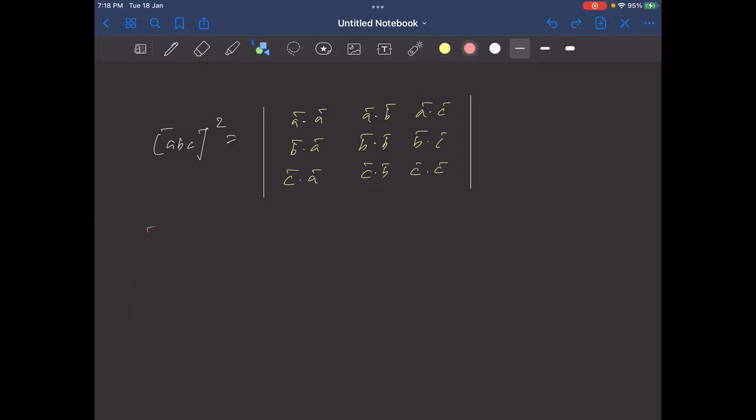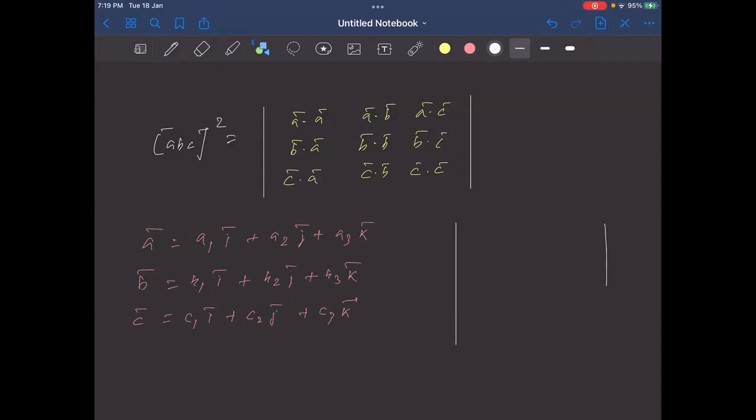देखो, जैसे A एक वेक्टर ऐसा है, A is A1I plus A2J plus A3K. B is B1I plus B2J plus B3K. C is, हाँ तो इसका STP का फॉर्मूला बताओ. डिटरमिनेंट के फॉर्म में क्या होता है इसका? STP ऑफ ABC तो पता होगा ना. What is the formula for this STP?